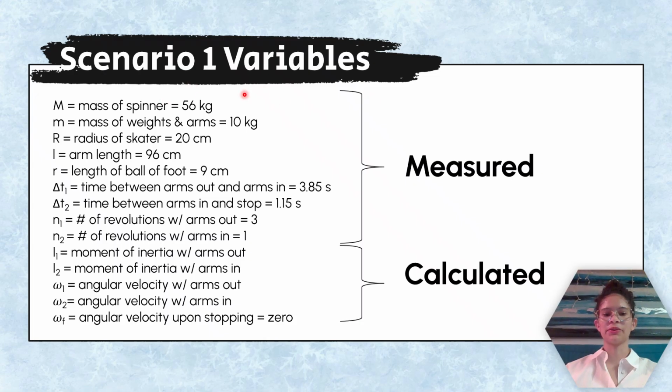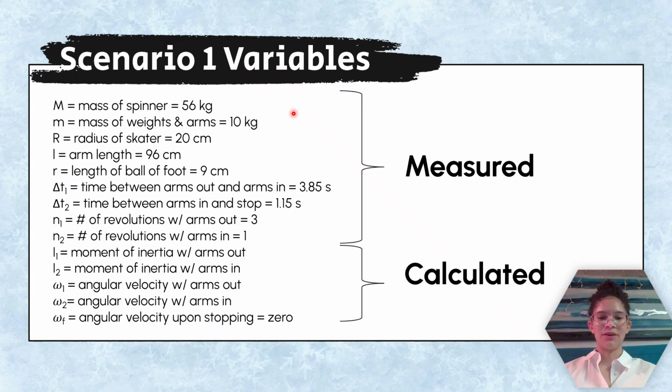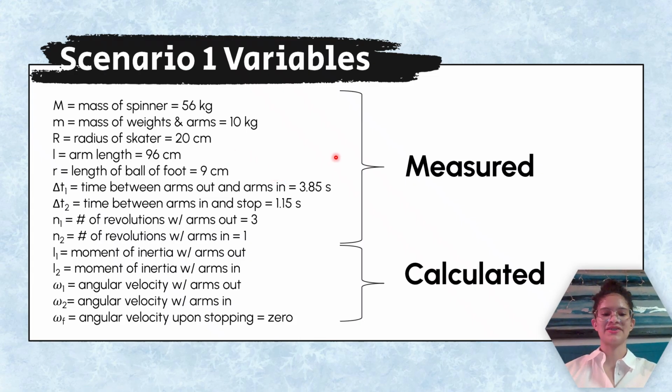So here are our variables for scenario 1. We got our measured variables and our calculated variables. We got the mass of the skater, that's me, or spinner. We have the mass of the weights and my arms combined, radius of the person, it's an imprecise science, length of arms, length of the ball of the foot, all the stuff we discussed, and a couple of things that we got from the video, time and number of revolutions, as well as a bunch of variables that we'll calculate later, moment of inertia and angular velocity.